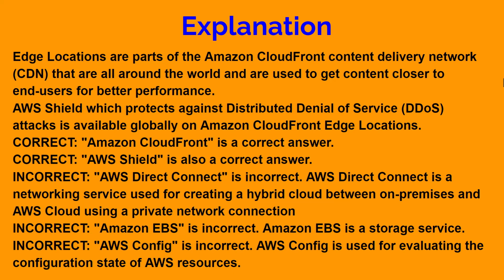Incorrect. AWS Direct Connect is incorrect. AWS Direct Connect is a networking service used for creating a hybrid cloud between on-premises and AWS Cloud using a private network connection. Incorrect. Amazon EBS is incorrect. Amazon EBS is a storage service. Incorrect. AWS Config is incorrect. AWS Config is used for evaluating the configuration state of AWS resources.